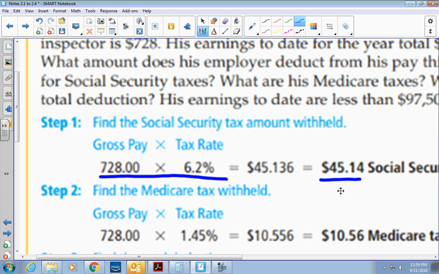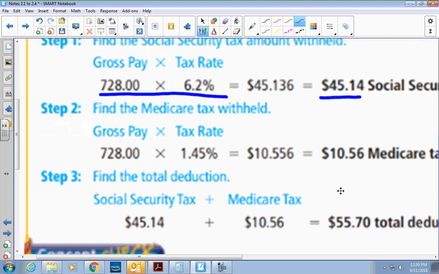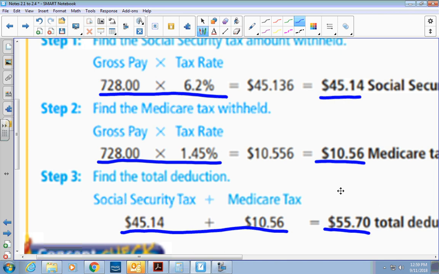Then we have to find the Medicare. So we take that $728 and we also multiply that by 1.45%. So write this down on your paper. That is $10.56. To find our total deduction, we add these together. So we're taking out $55.70 just for Social Security and Medicare.